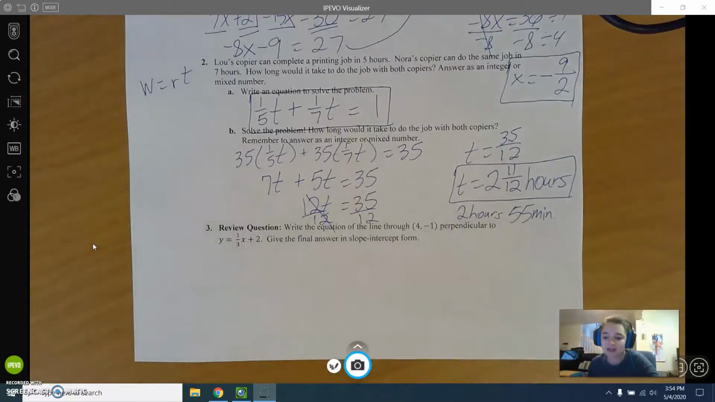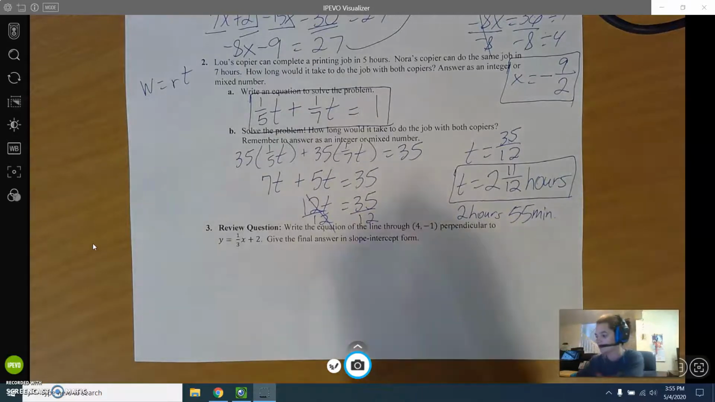Last one, I asked you guys as a review question because it's been a little while since we did some graphing lines, and that's going to be on your final exam, amongst everything else. So let's do a quick review question. Write the equation of a line that goes through the point 4, -1, and is perpendicular to the line y equals 1/3 x plus 2. And we're going to give our final answer in slope-intercept form.